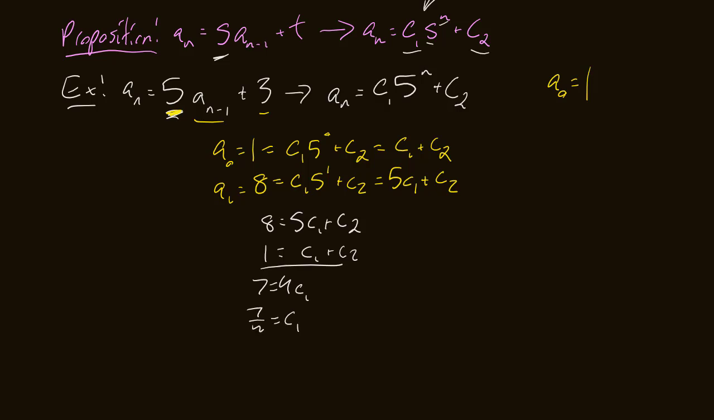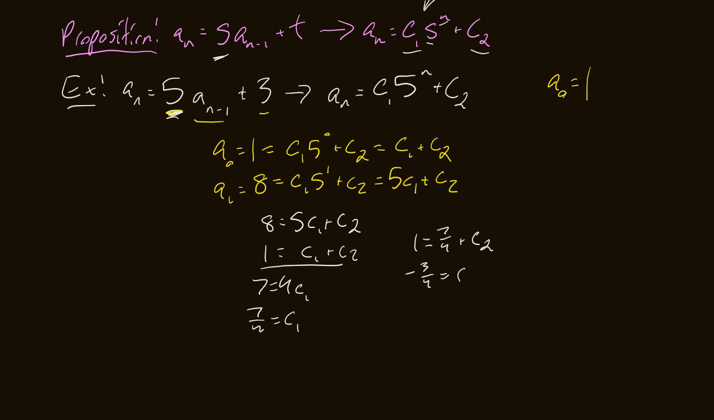Now we're going to plug this into our formula for 1. So we're going to say 1 is equal to 7/4 plus c2. And if we subtract 7/4 from 1, we get -3/4 is equal to c2.